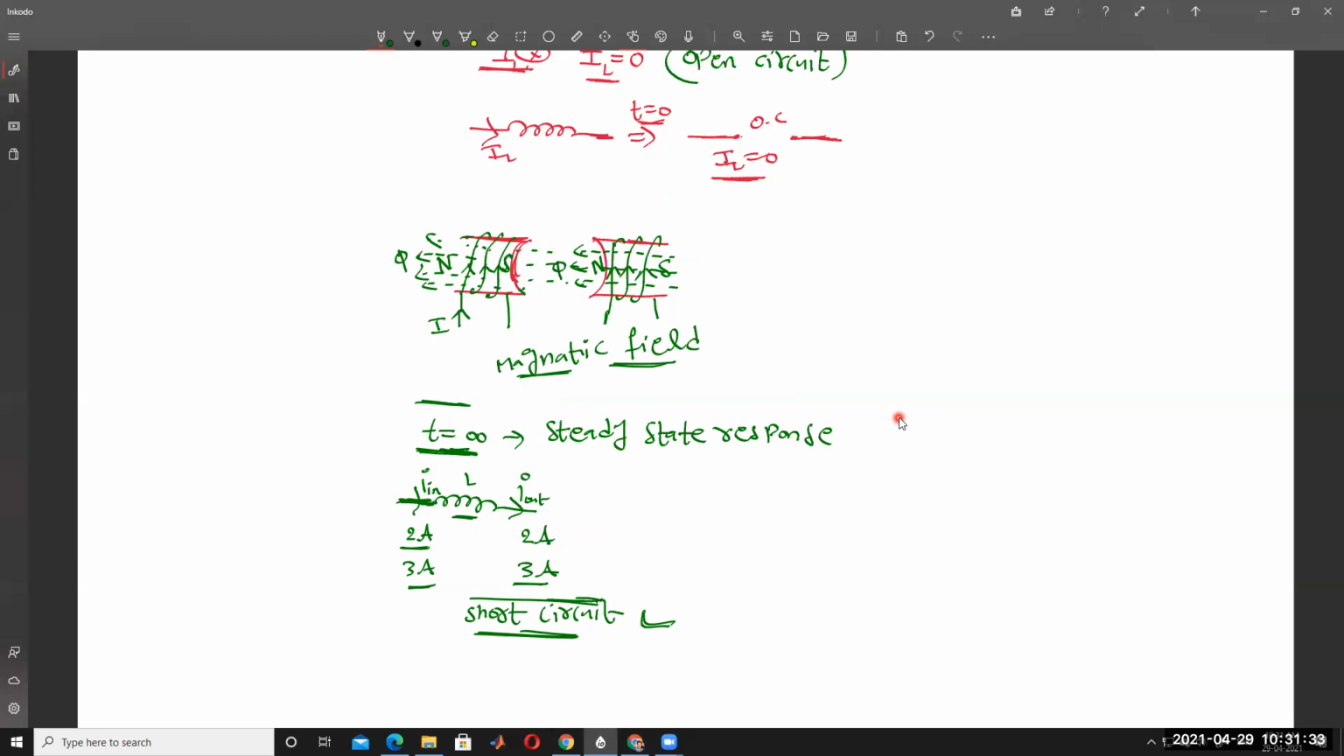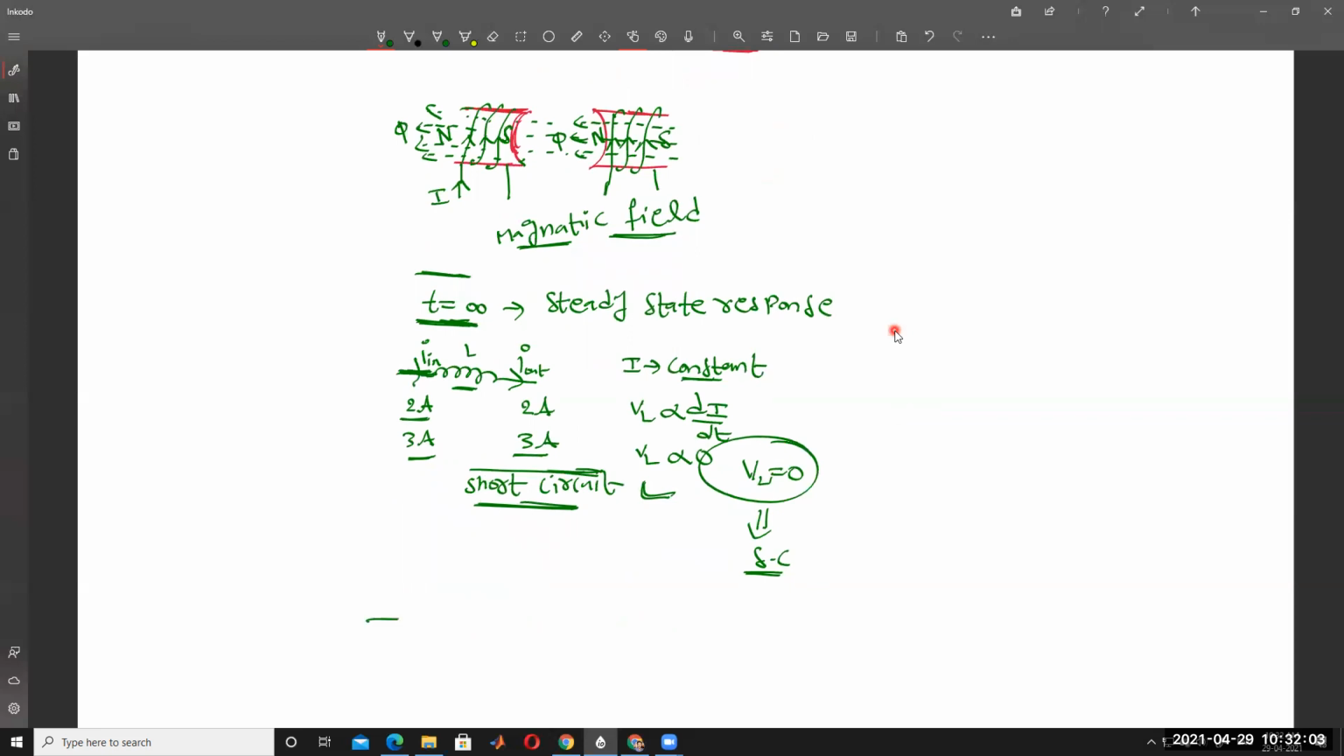That means the current I is constant. Understand? Current I is constant. For the inductor, VL is proportional to di by dt. So di by dt is zero because the current is constant, which means VL is equal to 0. Voltage 0 means short circuit condition. Like this, this is the inductor and this is the current, and it acts as a short circuit like this.